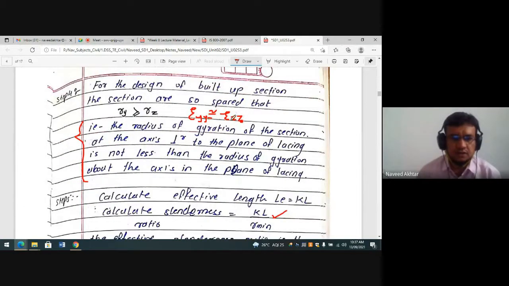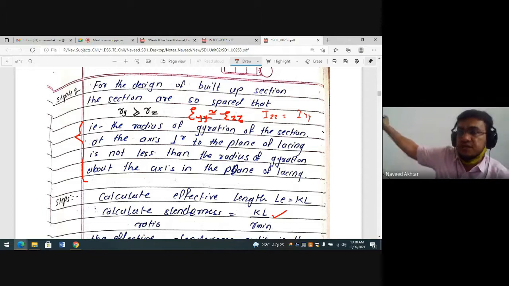Then for design of built-up section, the sections are so placed that your RYY is equal to RZZ, or you can say IZZ is equal to IYY. IZZ is equal to IYY. ये फिर आगे बढ़िए सेक्शन.